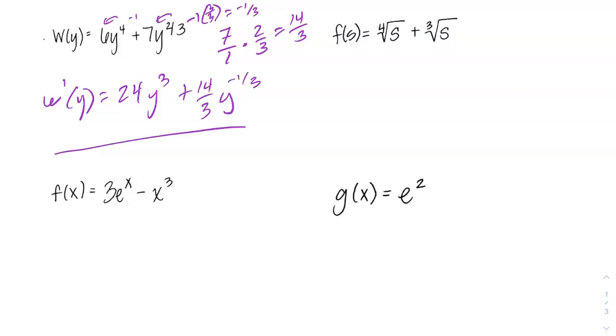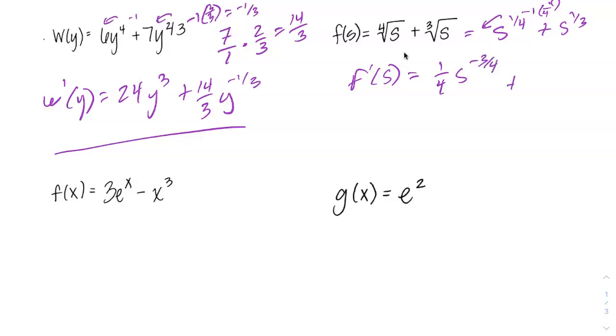Next one. So just like the one we did earlier, I got to rewrite these. So let's rewrite it before we do anything. So this is s to the 1/4 plus s to the 1/3. So now it's rewritten. Now we just take a derivative. So bring it down, subtract 1 off. 1/4 s to the, common denominator, negative 3/4, plus 1/3 s, subtract 1, 3 over 3, negative 2/3. There's our answer.